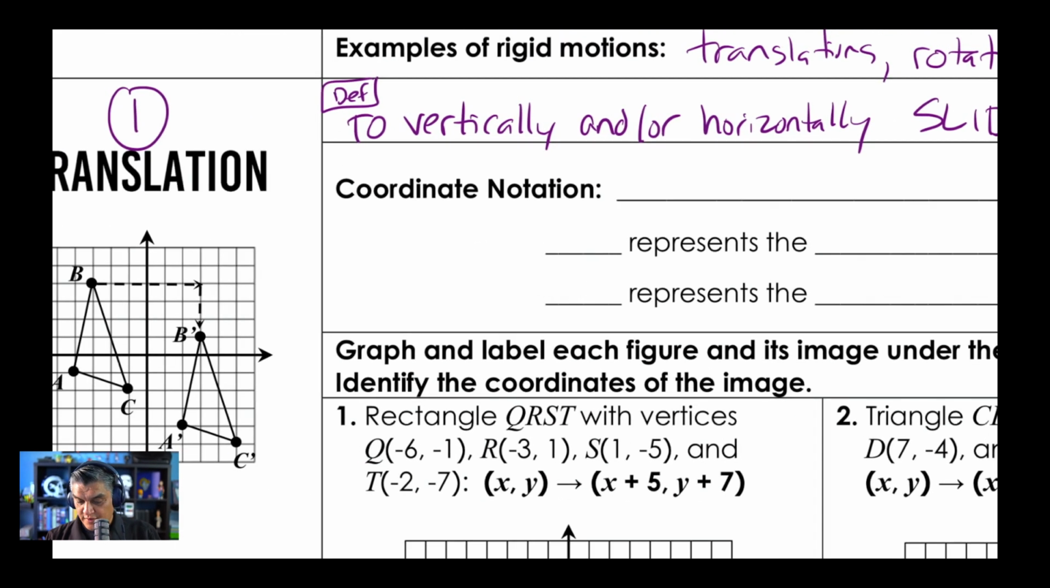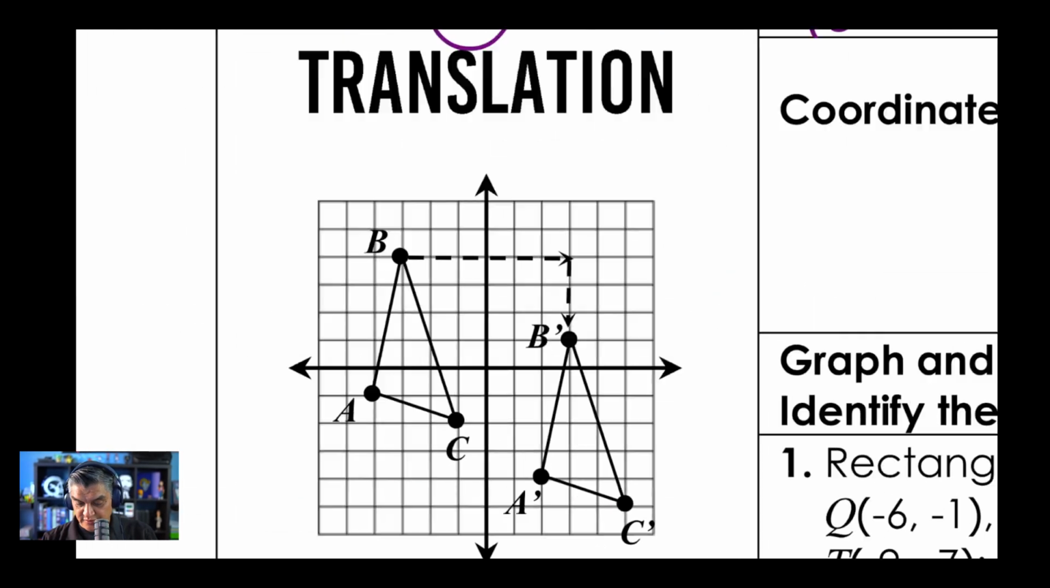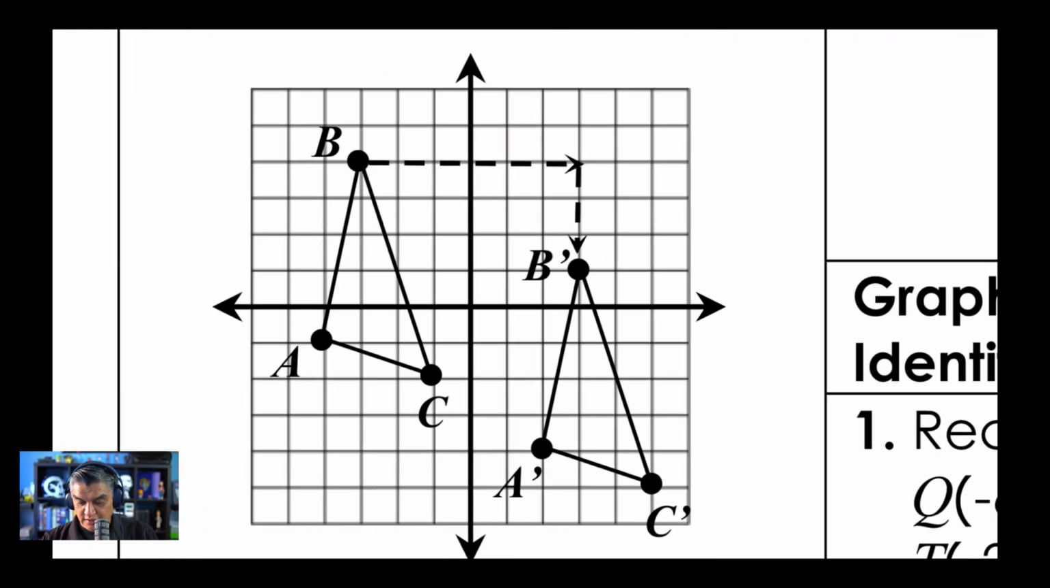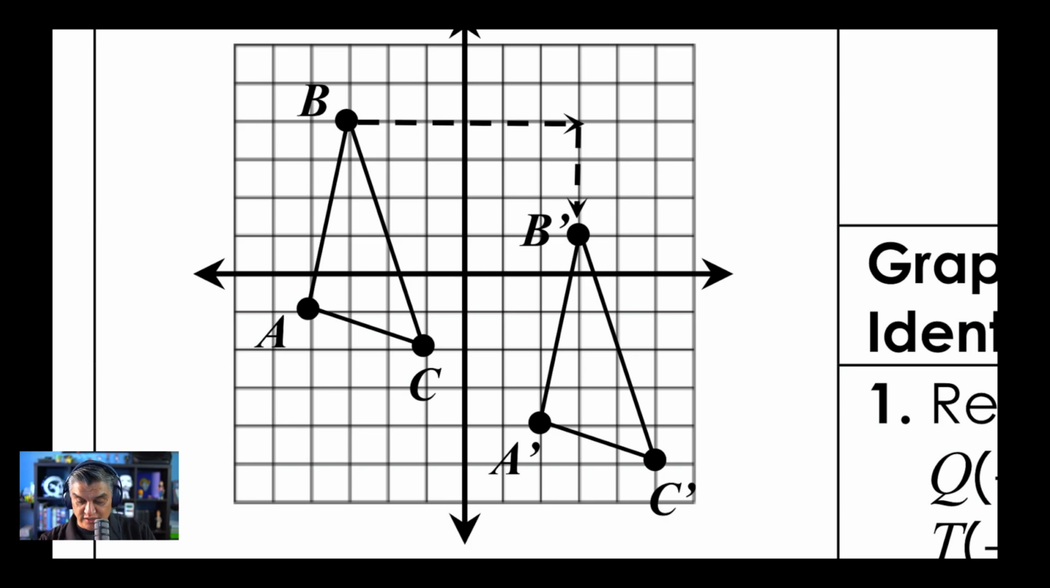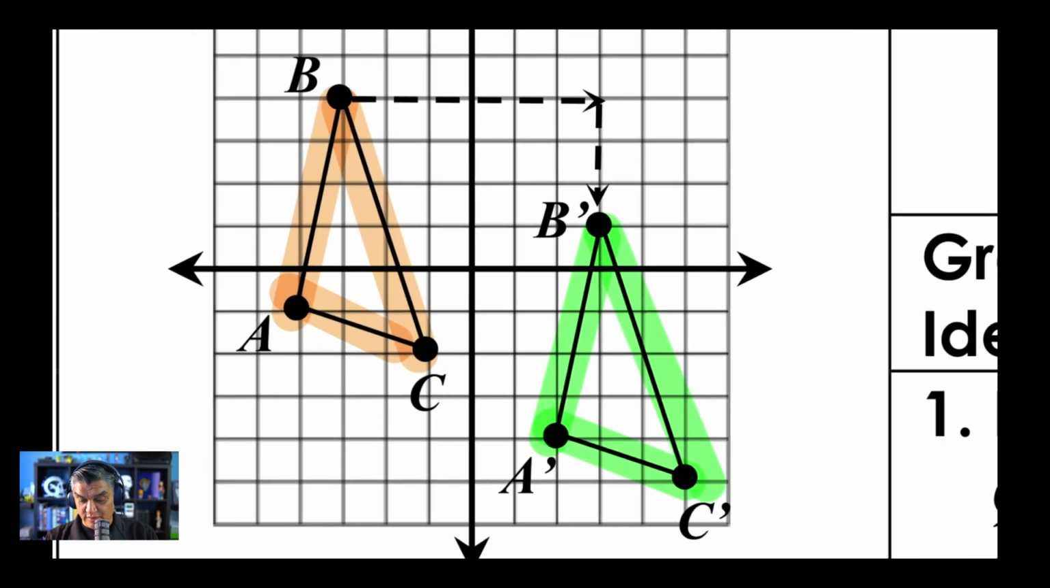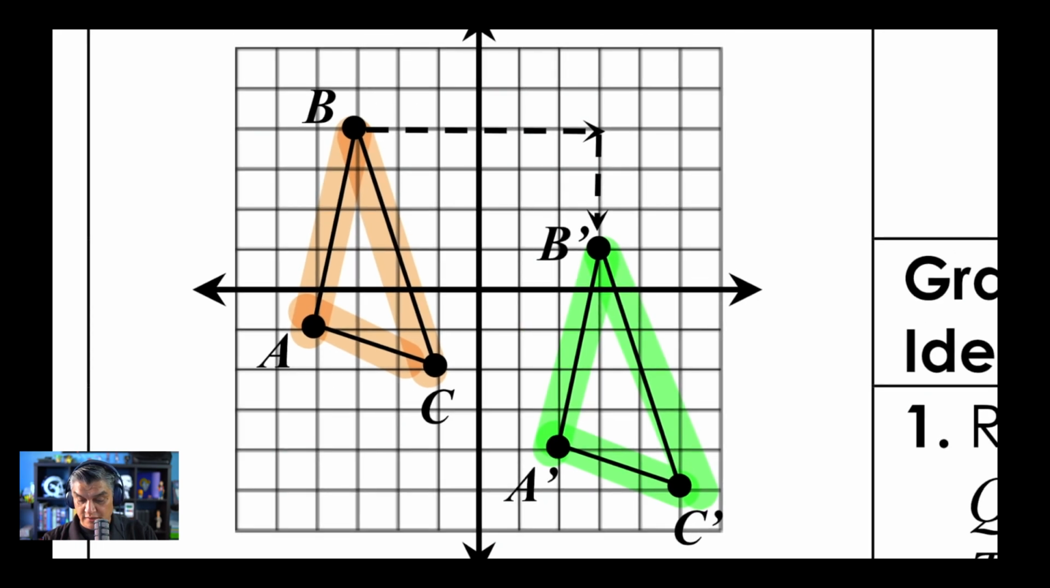Okay. So what do I mean by this? Let's look at this picture. There's a picture under where it says translation. Can you tell which one is the original, or pre-image, and which one is the new image? I'll make one orange and one green. Which one is the pre-image? Which one's the original? Anybody? The left one, yes, this is the original. How do you know this is the original?